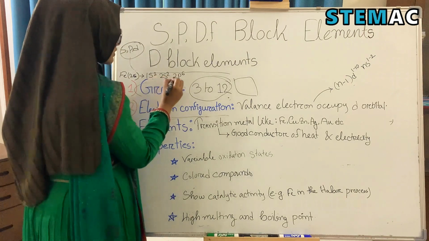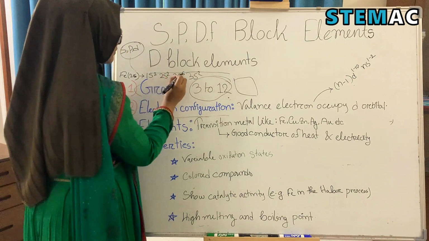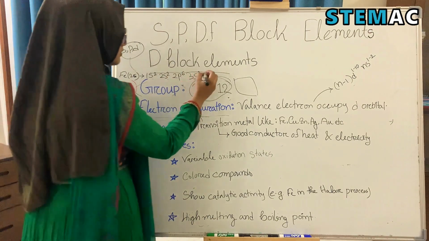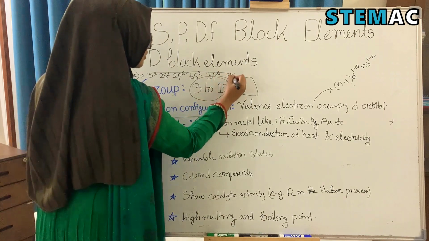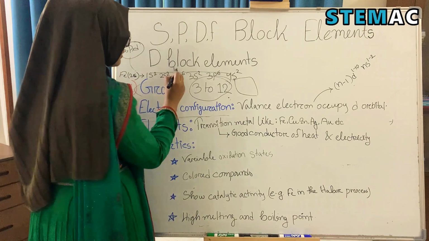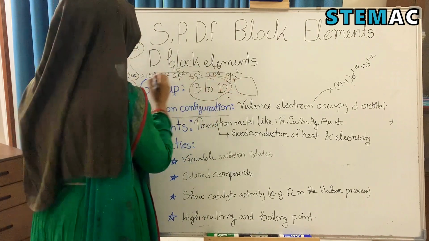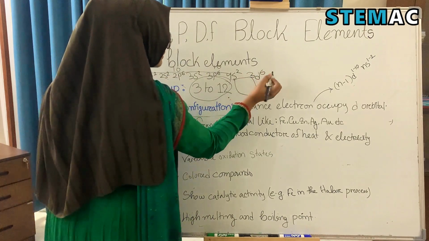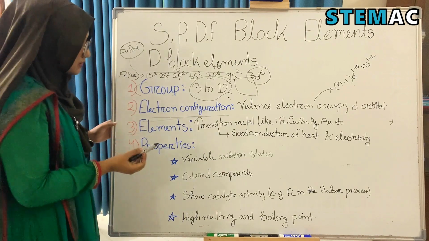1s2, 2s2, 2p6, 3s2. Now we have 12 used. 3s2, 3p6, 4s2. How many electrons are left? 26 minus 20 leaves 6 electrons. So that 6 will be 3d6 in this d block. That's why they are called d block elements.